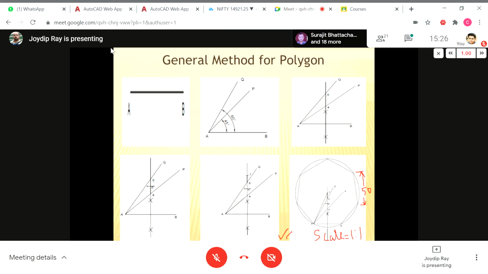One thing I will add, Joydeep, with your permission. Sure, sir. What we have said is, what is the object? Maitreyi, please unmute and tell what is the thing you are drawing.